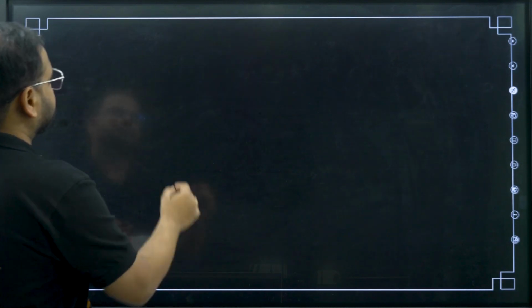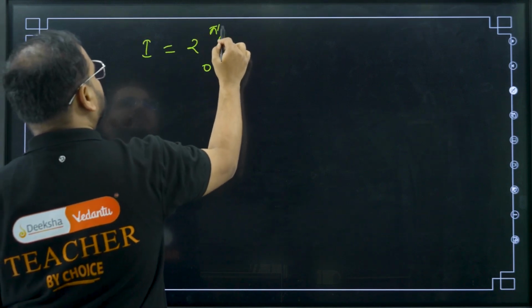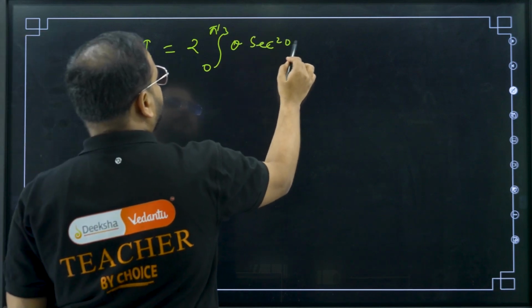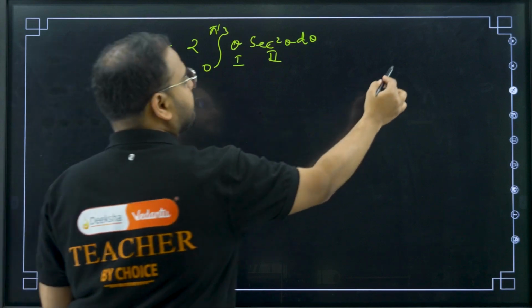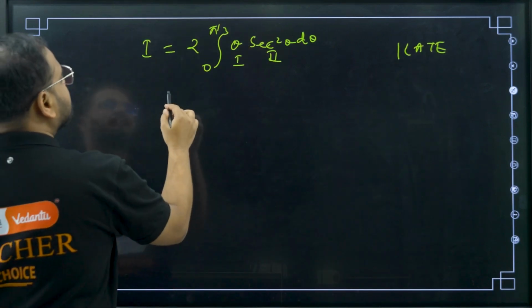So have a look. 2 is outside, 0 to pi by 3 is there. I have to use what? I have to use by parts, sir. This is my 1, this is my 2. Algebra has preference over the trigonometric function.